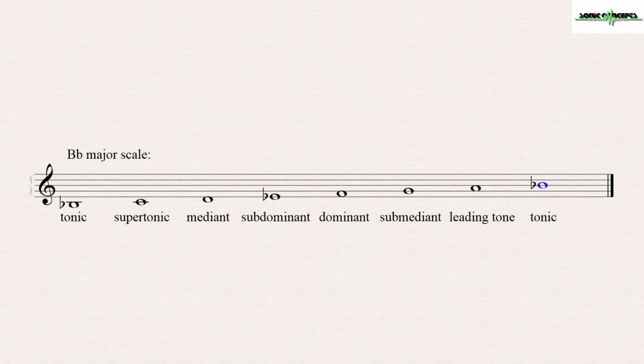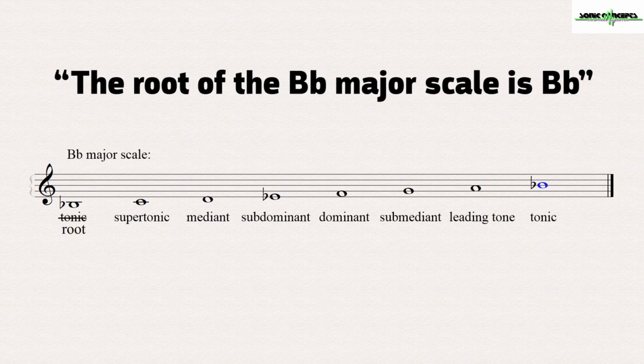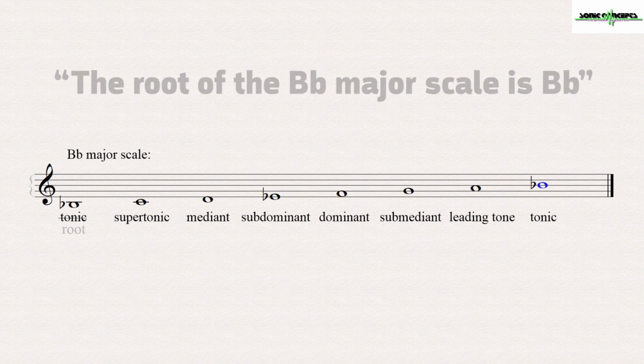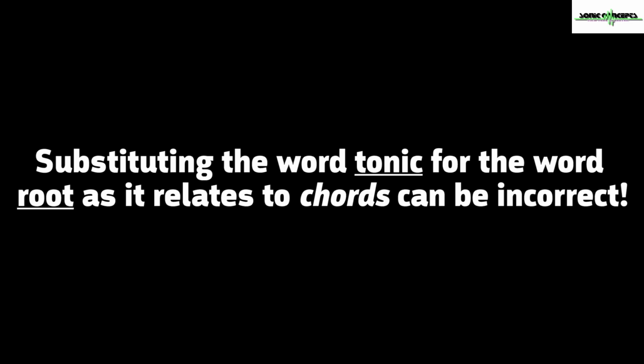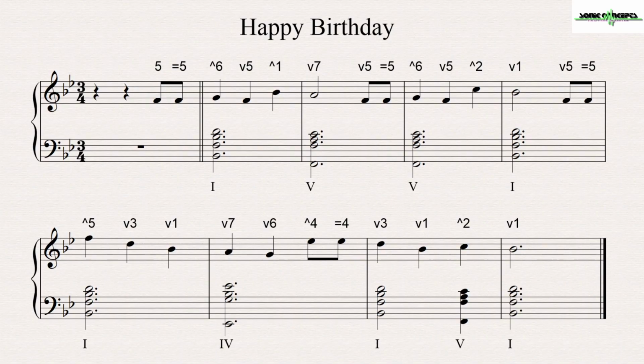However, in regard to scales, the word root is occasionally substituted for the word tonic, as in, the root of the B-flat major scale is B-flat. While this is relatively harmless in regard to scales, substituting the word tonic for the word root as it relates to chords can be incorrect. Look at the 7th bar of Happy Birthday again and note that the chord is an E-flat major triad. While it's correct to refer to E-flat as the root of this chord, it would be incorrect to call E-flat the tonic of the chord.